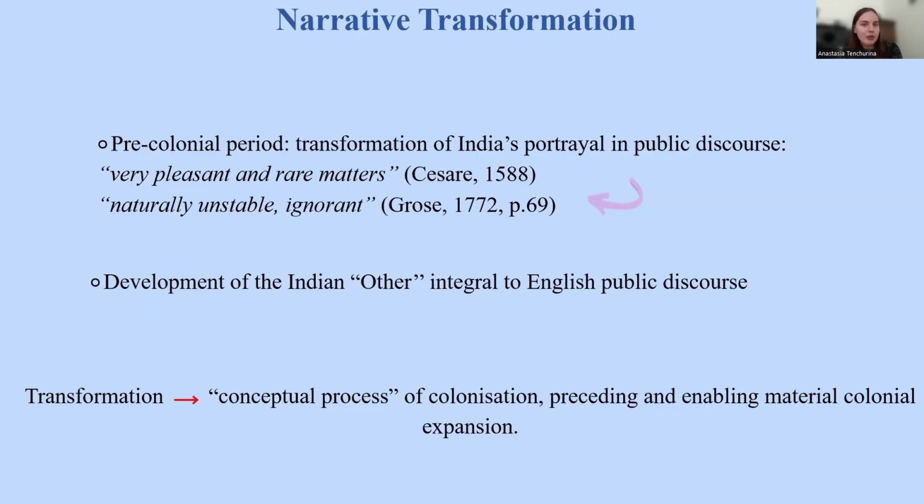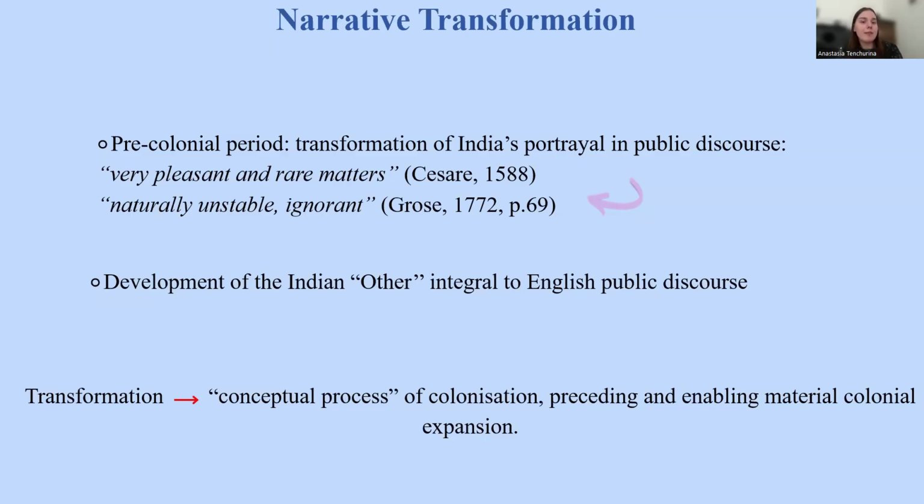So the portrayal of India does not merely become more detailed with the expansion of English knowledge, it also becomes more structured and hierarchical. What began as curiosity about rare matters, as we can see here, became a vocabulary of classification, of judgment, of religion in relation to British bureaucrats as well, and of governance. That's why I tend to understand the transformation of India's image as part of the conceptual process of colonialism.